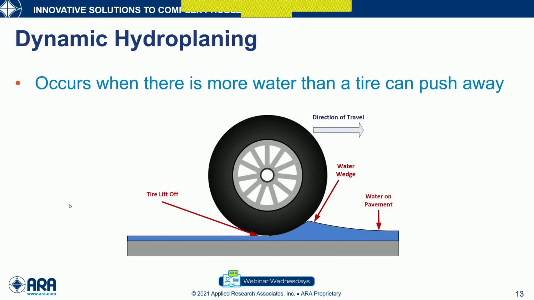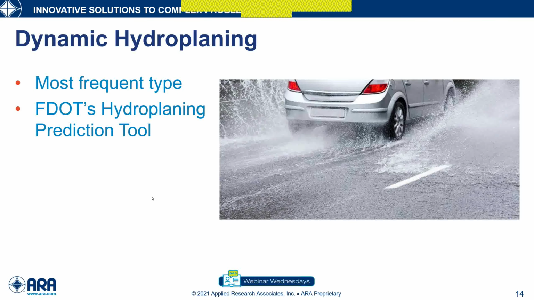So dynamic hydroplaning is the one we refer to when we simply say hydroplaning. And as I just mentioned, dynamic hydroplaning occurs when a moving tire runs over a wet pavement surface with more water than it can push away, and it becomes completely separate from the pavement surface. Dynamic hydroplaning is the most frequent type of hydroplaning encountered on roadways. It usually occurs at high speeds, typically above 45 miles per hour. And this is the type of hydroplaning that we will be analyzing with the FDOT's Enhanced Hydroplaning Prediction Tool.